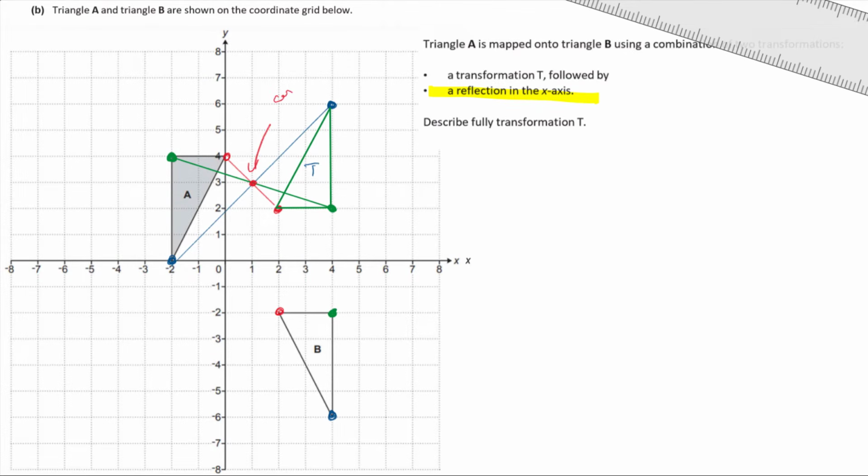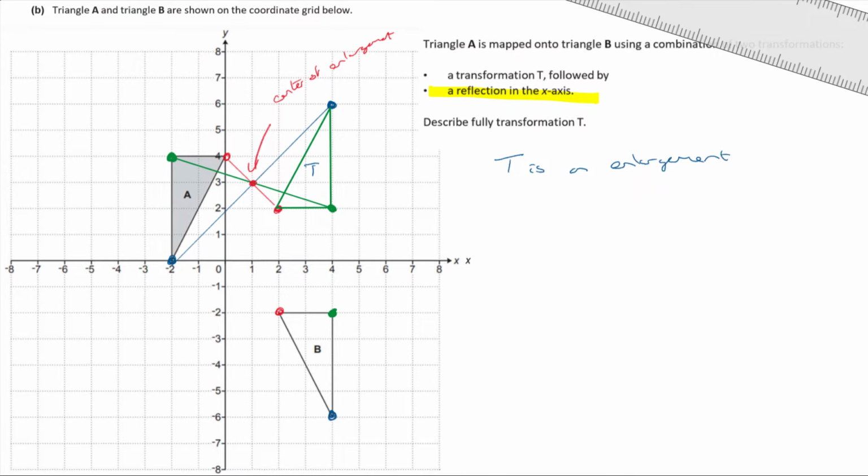Center of enlargement. Now again, I said you could also describe this as a rotation. If you did it as a rotation, same thing, you'd just say it's rotated around whatever the center of rotation was, and the angle. I just think that finding the center of enlargement is usually easier. So then T is an enlargement.